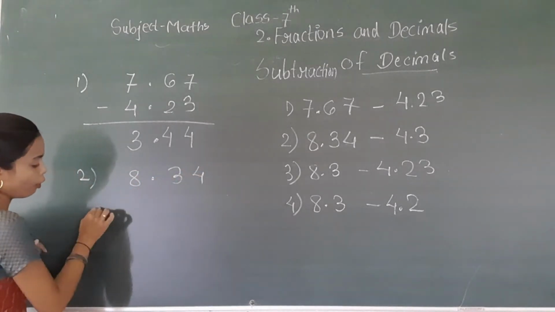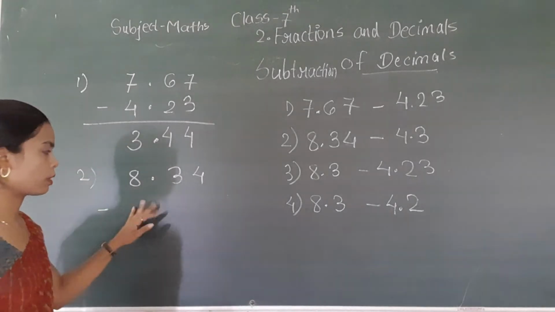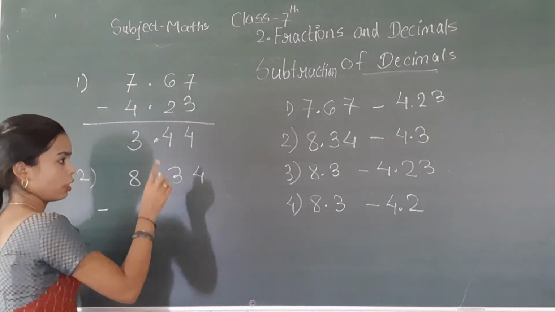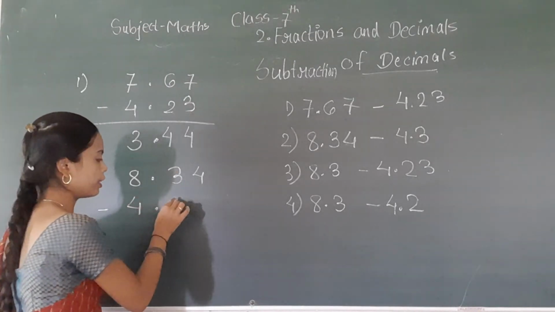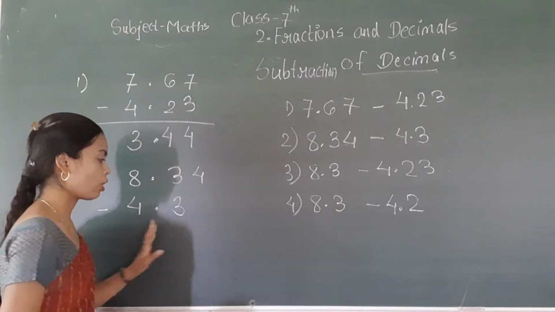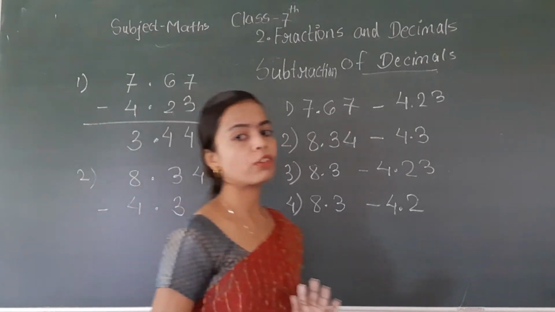8.34. Now before writing the second number, just place the decimal point. After that write the left part, that is 4. On the right side it is only 3. So write this 3 just after the decimal point.